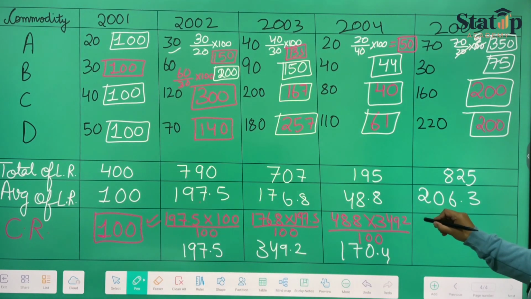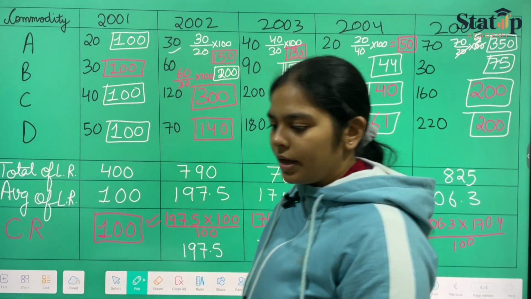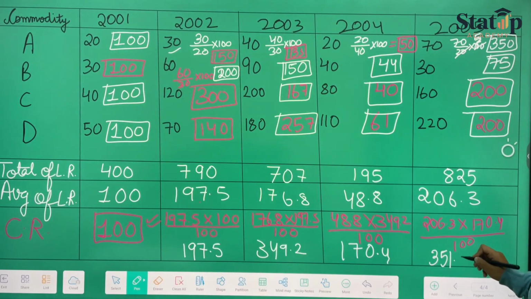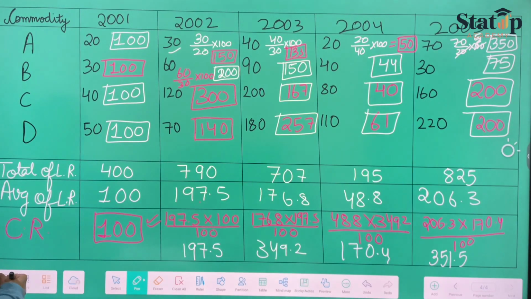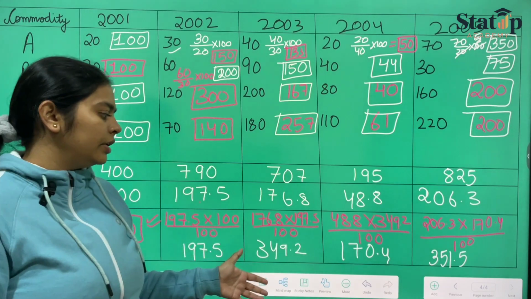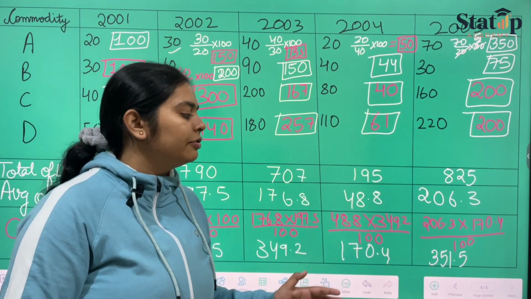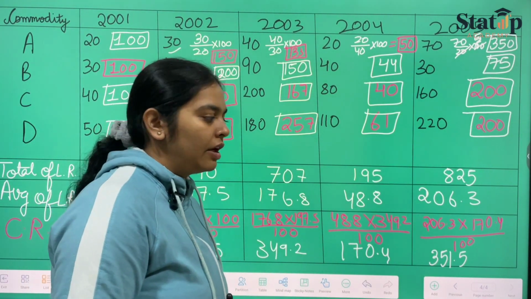And this is equal to current year's link relative into previous year's chain relative, 170.4 upon 100, and we get our answer as 351.5. Hence we get the chain relatives of all the years. For the first it is 100, for the second it is 197.5, third it is 349.2, fourth it is 170.4, and fifth it is 351.5. So this was the question of your link relative and chain relative.